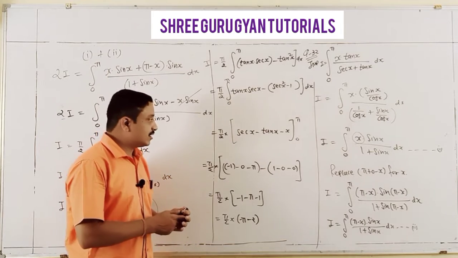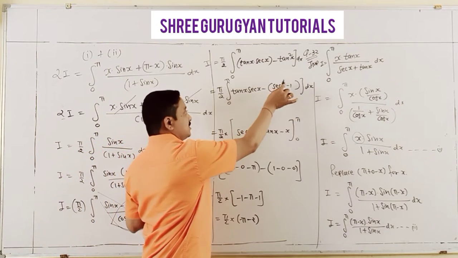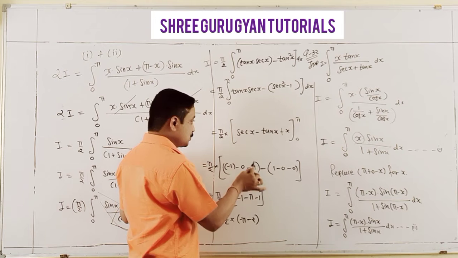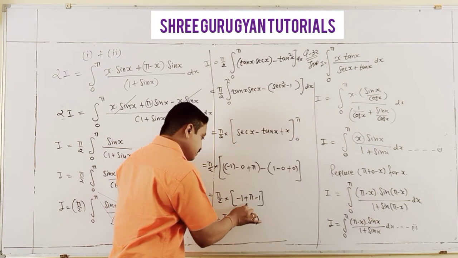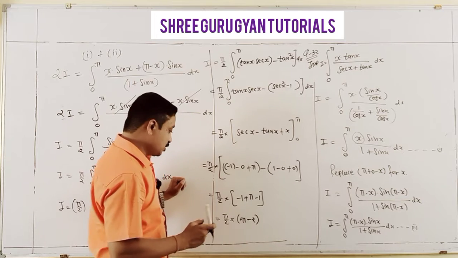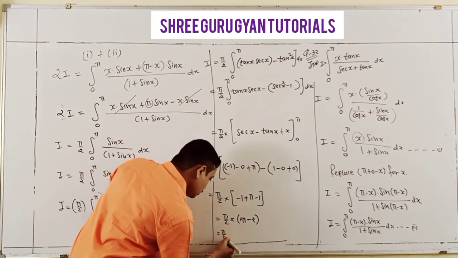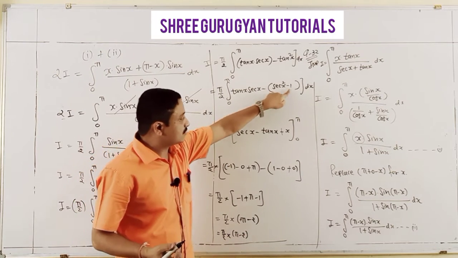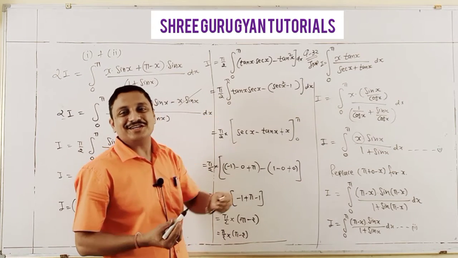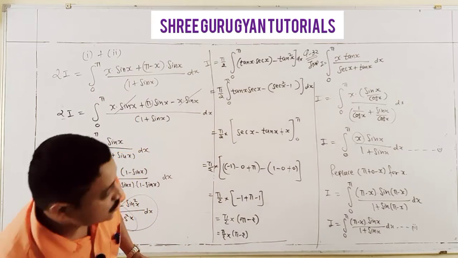Yes students, one little mistake: my minus should be plus here. So here the limit is plus pi, here plus 0, it is plus pi. Means your answer is pi by 2, pi minus 2. Yes, I make the correction first: minus and minus becomes plus here, and the integration is x. Now students, this sum is over.